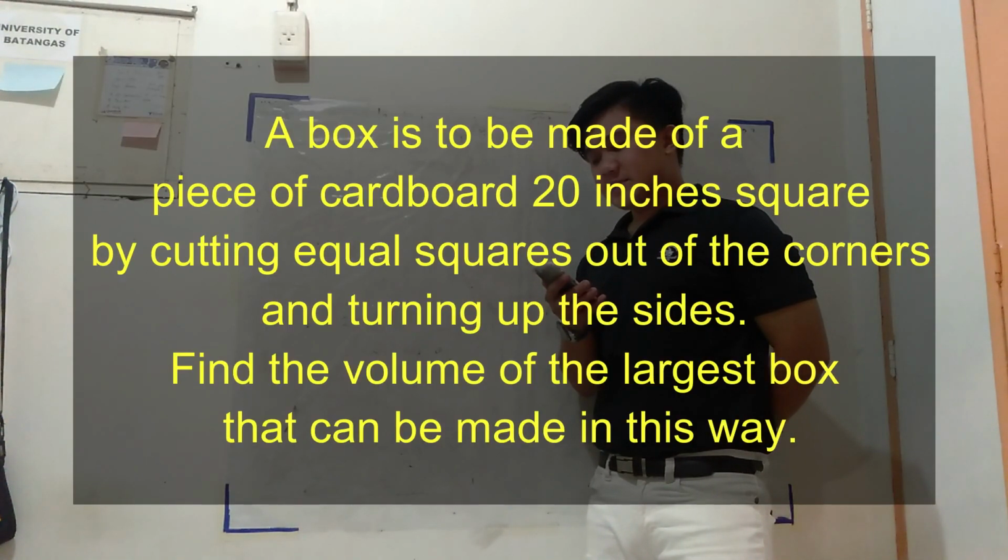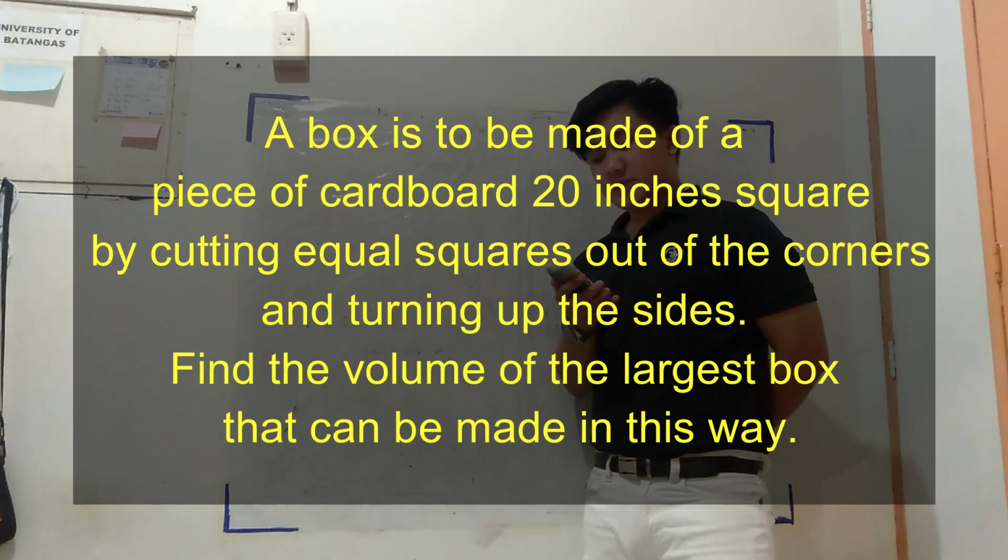A box is to be made of a piece of cardboard 20 inches square by cutting equal squares out of the corners and turning up the sides. Find the volume of the largest box that can be made in this way.